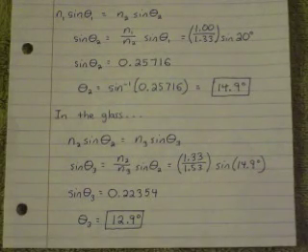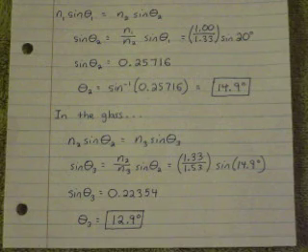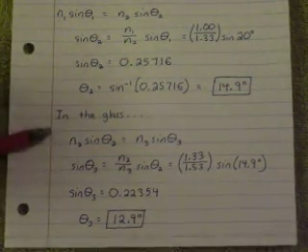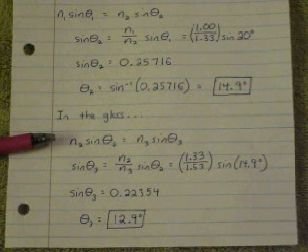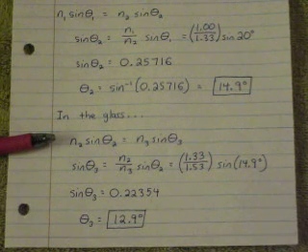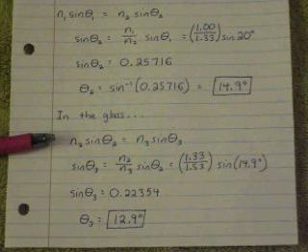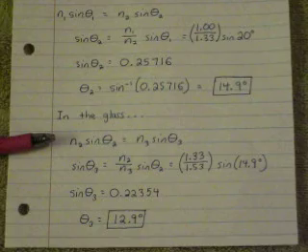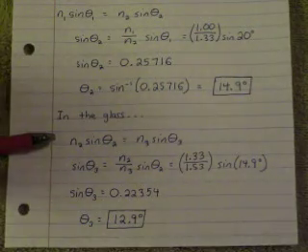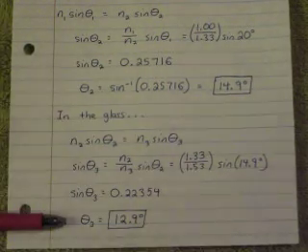Then, as the light goes from the water to the glass, from region 2 to region 3, I set up Snell's law, and now I can just forget about region 1. Snell's law now becomes n2 sine theta 2 equals n3 sine theta 3. So I solve for sine theta 3 the same way I solve for sine theta 2. And what I get is 12.9 degrees.